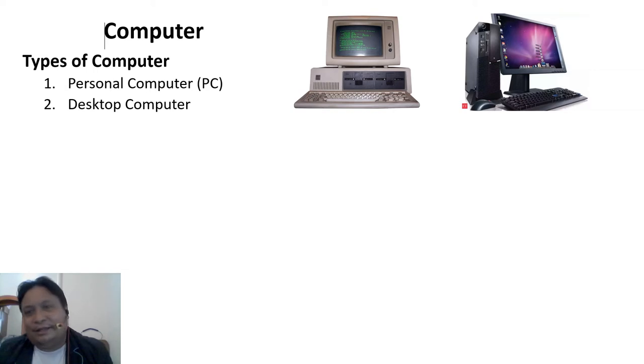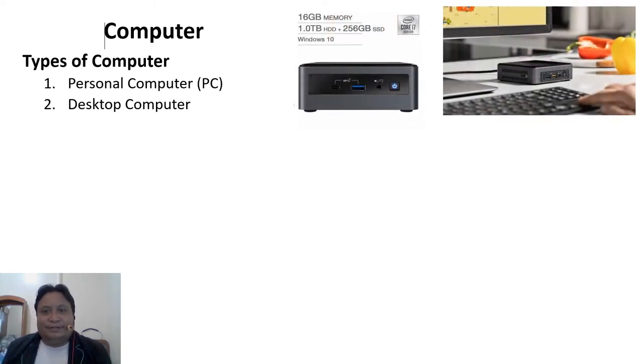So Intel recently launched the smallest desktop, even a pocket desktop, and that was called a NUC desktop. This one. It's the smallest desktop, and today it is already powered with an Intel Core i7 processor. So this is an example of a NUC desktop.